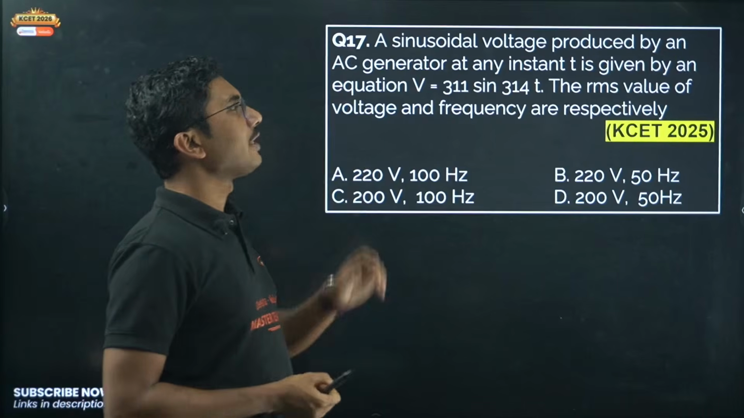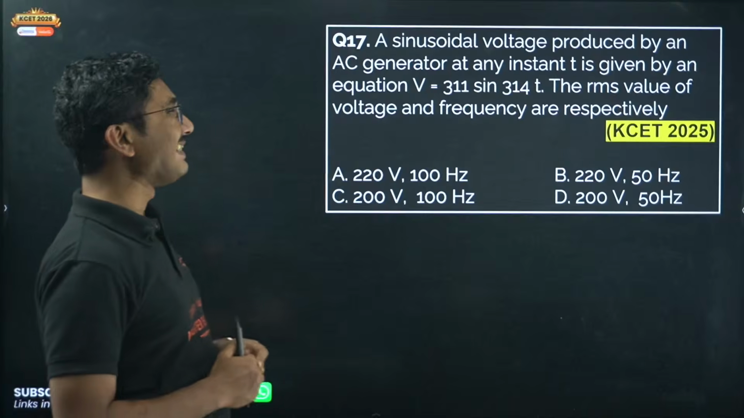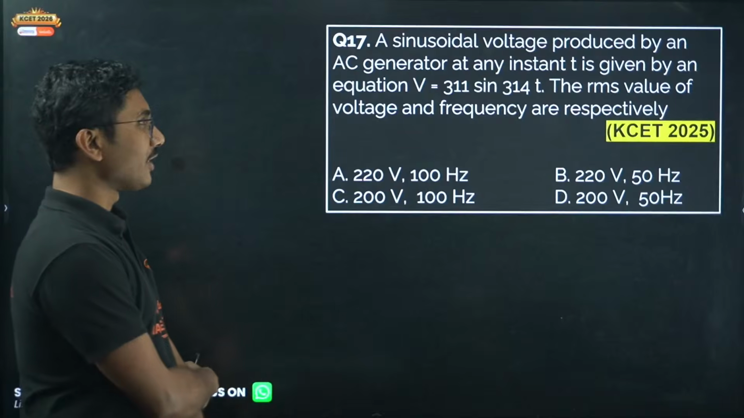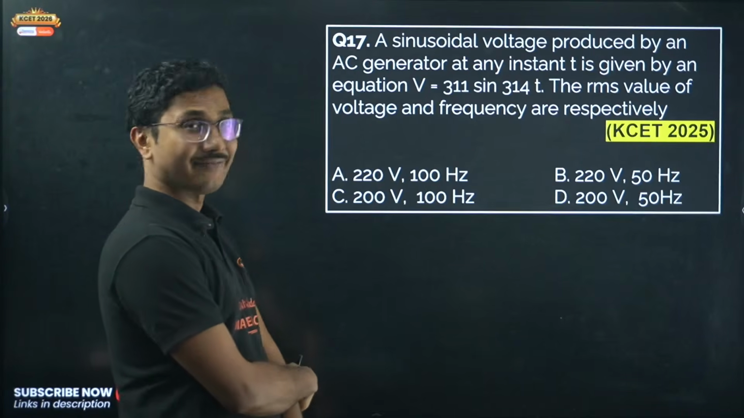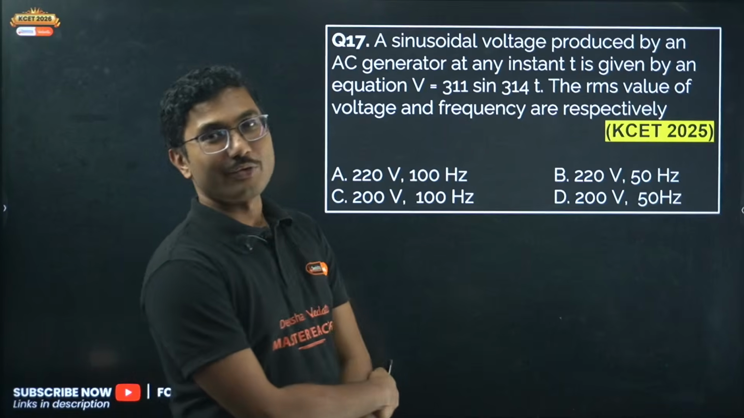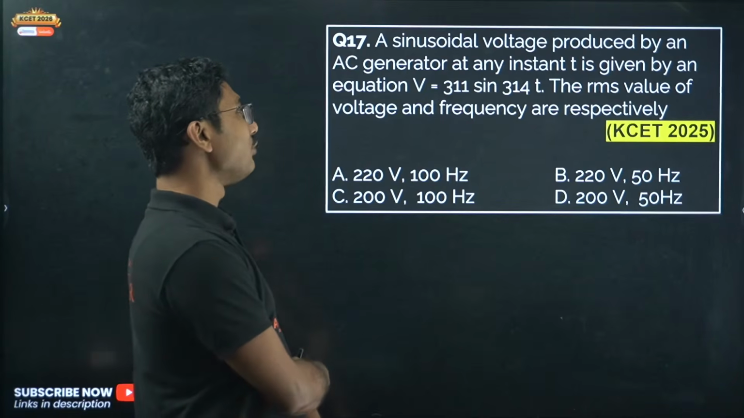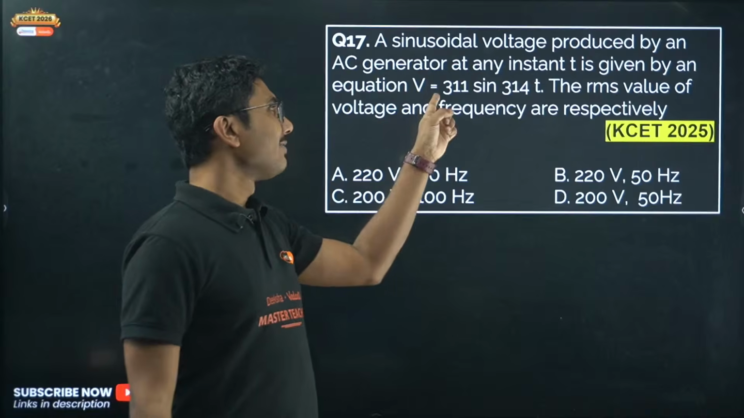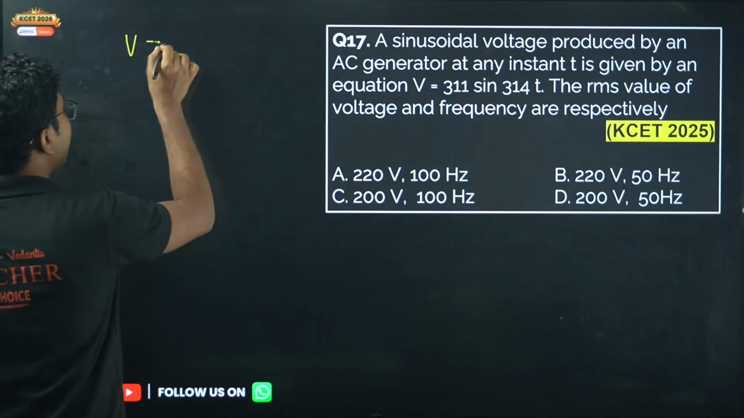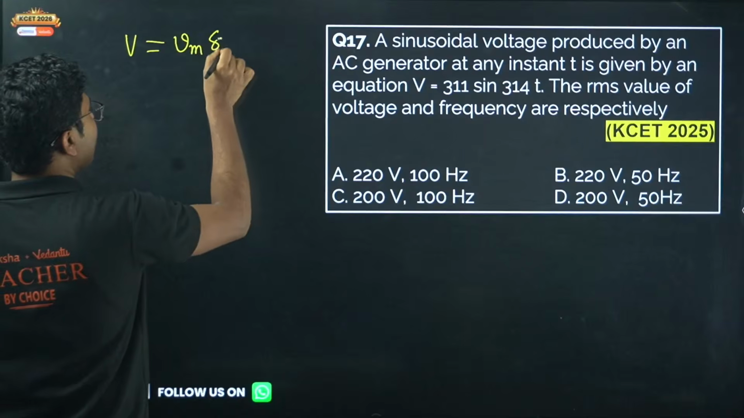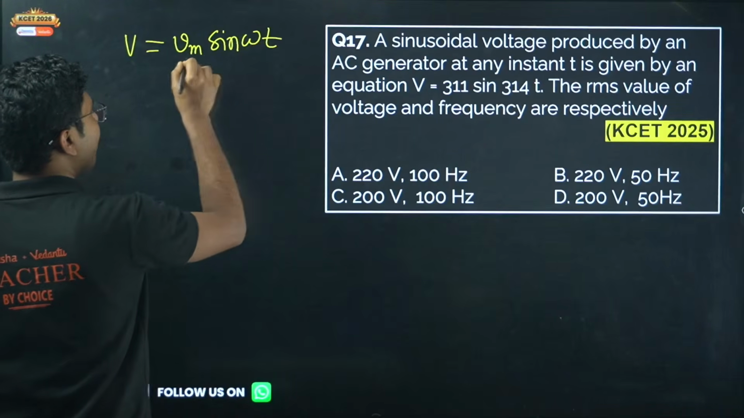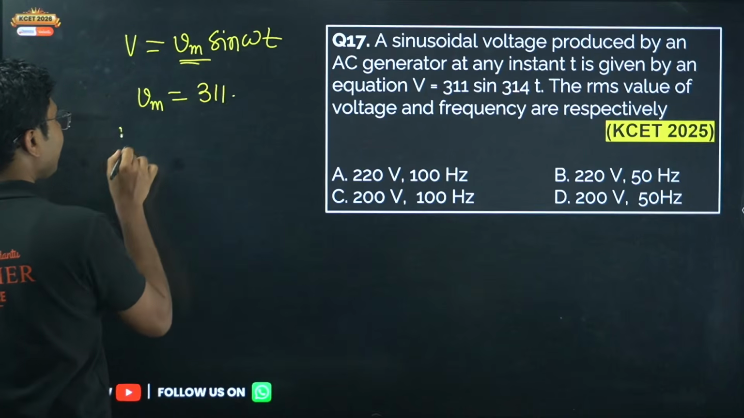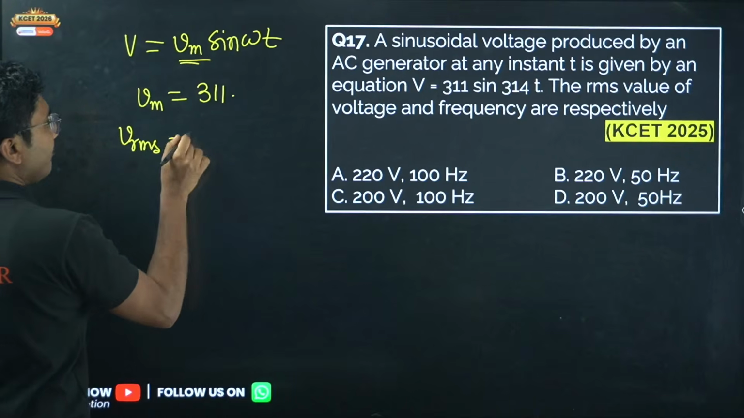Now, a sinusoidal voltage produced by an AC generator at any instant t is given by the equation V equal to 311 sin 314t. Very interesting question. The RMS value of the voltage and frequency are respectively. So 311, remember this, 311. If voltage is given like this, V equals Vm sin omega t, right? So from this we can say Vm equals 311. RMS value is given by Vm by root 2.